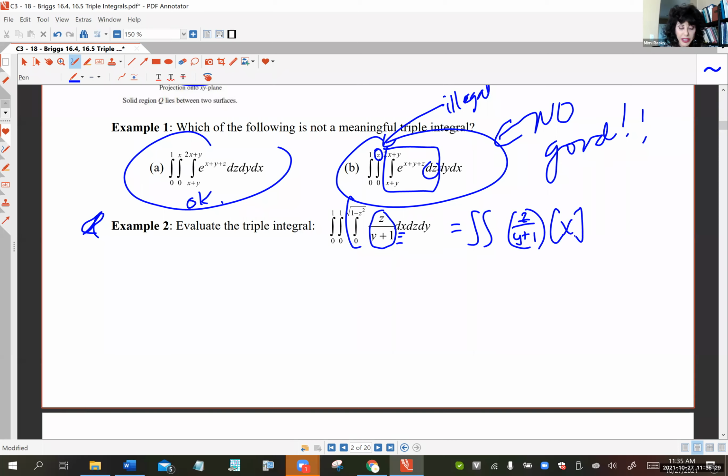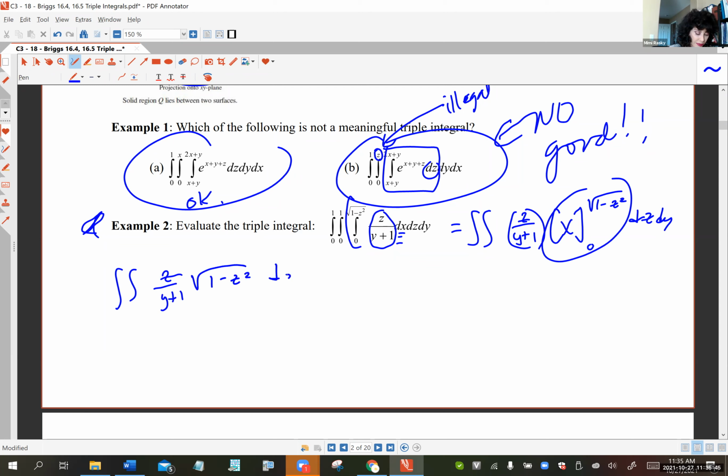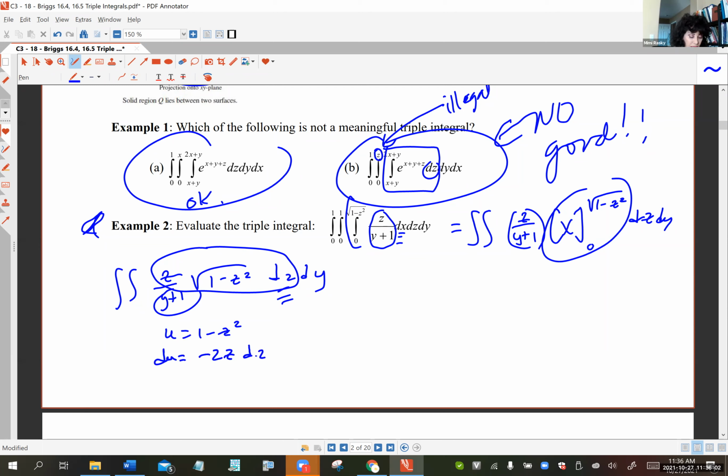And the antiderivative is just that constant multiple times x, where x is going to go between the limits of 0 and the square root of 1 minus z squared. Then that's just going to take us to z over y plus 1, square root of 1 minus z squared. Now this y plus 1 you can just think of as a constant multiple, because when you're doing the next integral, which is integrate with respect to z, you are going to want to use the power rule with u substitution. So go ahead and tell me the u. Go ahead and tell me the du.